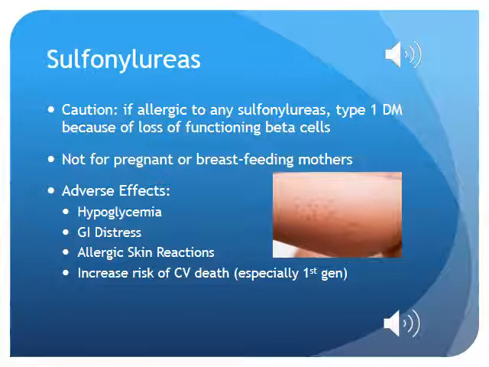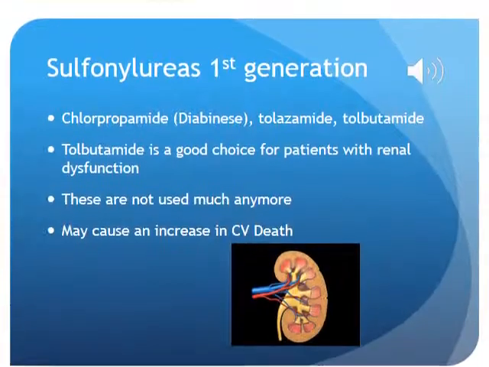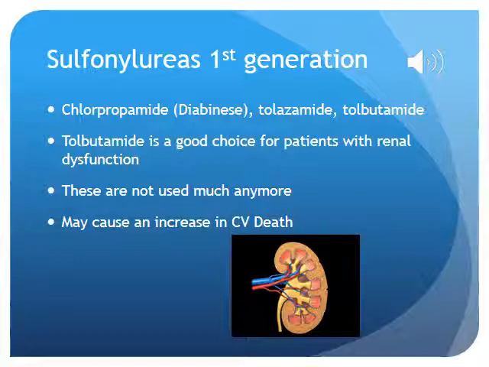The adverse effects of sulfonylureas are hypoglycemia, GI distress, allergic skin reactions, such as the picture shown below, and an increased risk of cardiovascular death, especially in the first generation. The first generation of sulfonylurea drugs are no longer used because of the increased risk in cardiovascular death. Although if you were to give any, tolbutamide is a good choice for patients with renal dysfunction.